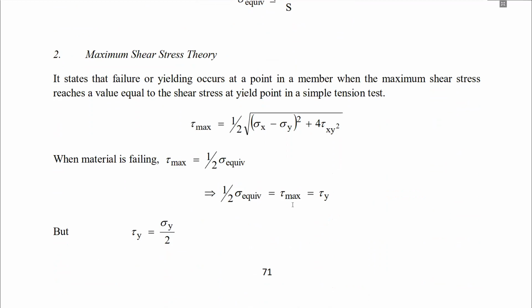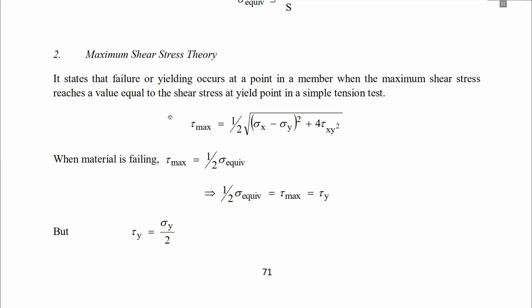Now the maximum shear stress theory. It states that failure or yielding occurs at a point in the member when the maximum shear stress reaches a value equal to the shear stress at the yield point in a simple tension test. So this is the maximum shear stress formula.